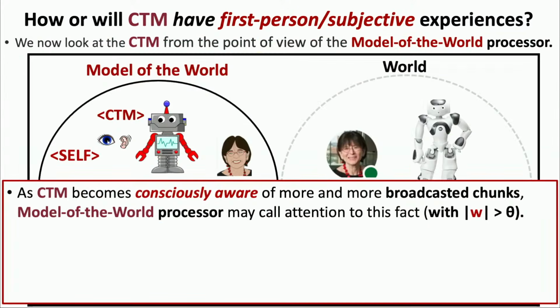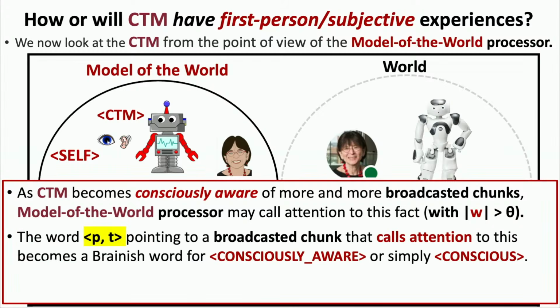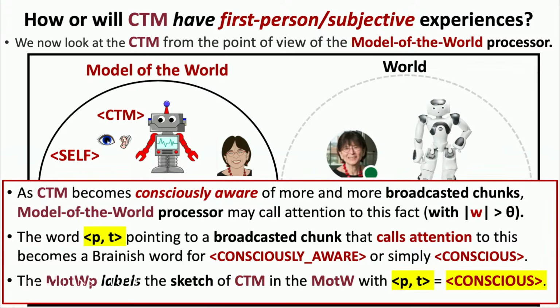So it's a little bit more complicated, but it fits in very nicely with a lot of the literature. CTM becomes consciously aware of more and more broadcasted chunks. The model of the world processor may call attention to this with a very high weight. And the word pointing to the broadcasted chunk that calls attention to this becomes a word for consciously aware, or simply conscious. And as CTM becomes consciously aware of more and more broadcasted chunks, the words in the model of the world will label sketches that PTM is conscious.